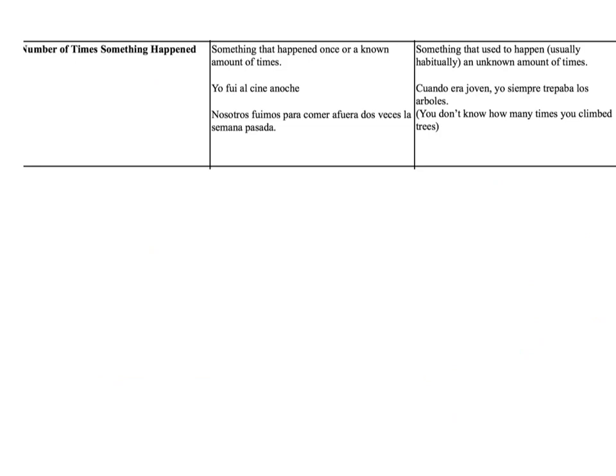Okay, so the next slide down, we are now beginning to break down that generally speaking definition of each one of the 2 tenses. So, for the number of times that things happened, again, preterite over here and imperfect over here. The preterite is something that happened once or a certain amount of times, a known amount of times. So something that happened once. Yo fui al cine anoche. I went to the movie theater last night, probably alone.